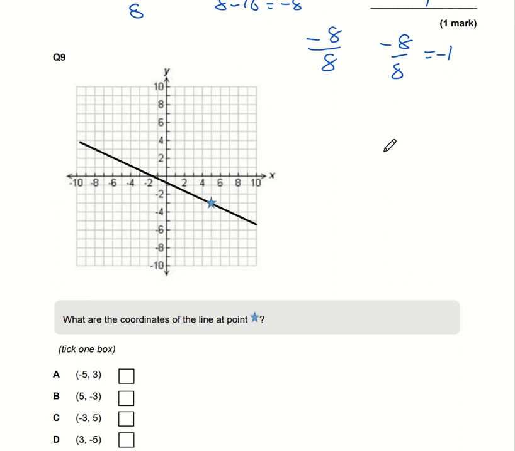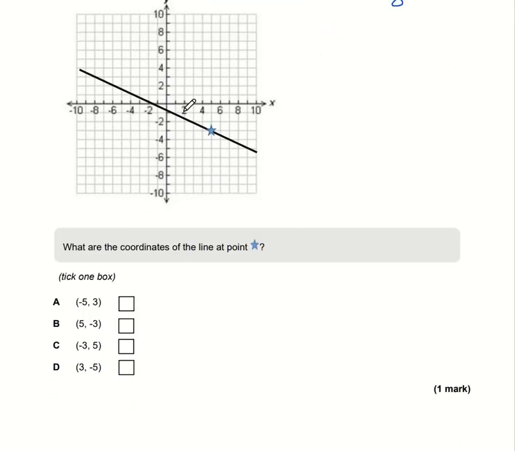Question number 9, what are the coordinates of the point where the star is? Remember that for coordinates we need to do the horizontal first, so we're going across to this point here, which is 5, and then down to negative 3. So that is 5, minus 3, which is answer B.